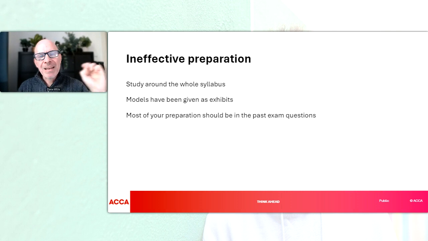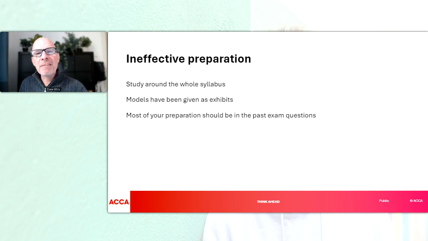Remember that nowadays the models are actually given to you as exhibits. So in the example I just showed you about the value for money, they told you the 3 E's. So it's not about brute memorization. It's about what does this model use? How can I use it? How can I use it to give valuable advice? How can I use it to structure my advice? Does it have any limitations? That's what you do first.